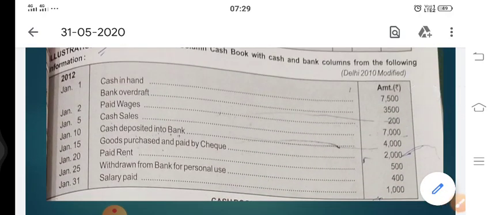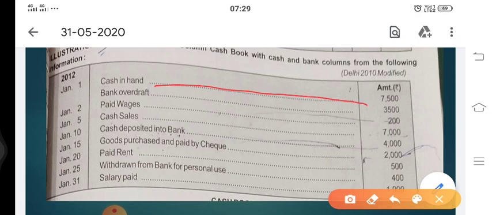Okay, moving ahead, we have to prepare a double column cash book for which we are given the information: on 1st Jan 2012, cash in hand 7500 and bank overdraft 3500. But before we start solving this question, you can see it is written bank overdraft.